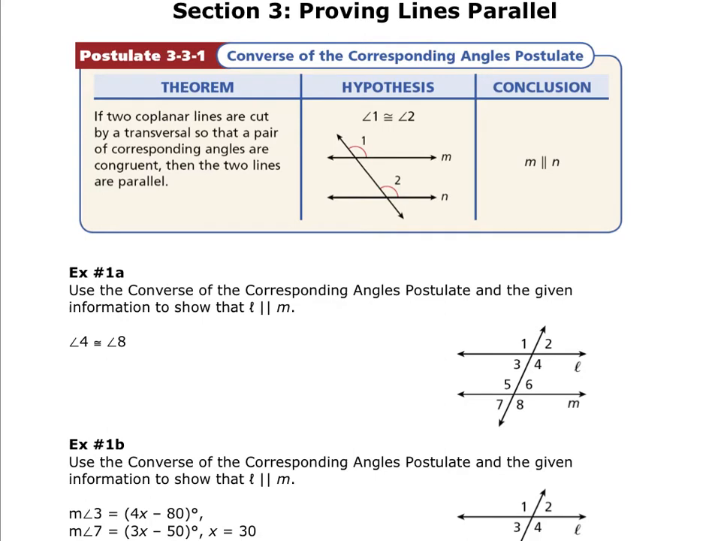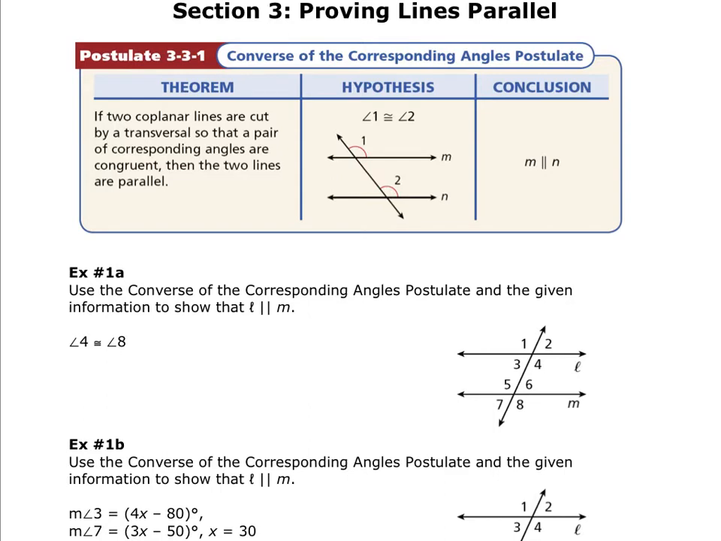Alright, today we're going to be talking about proving lines parallel. You're going to have to learn some different theorems to prove that two lines are parallel to each other. These problems are not very difficult if you know your theorems, so don't try to make it harder than it is.